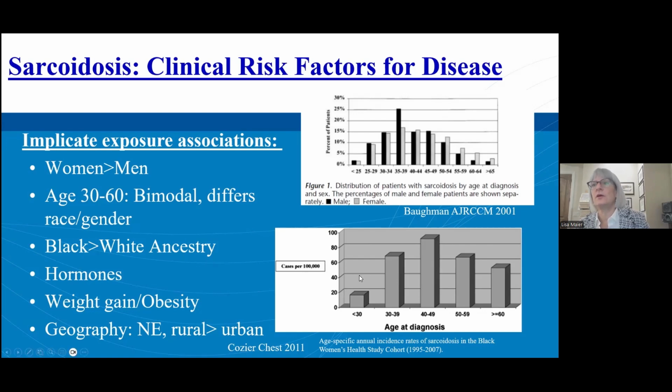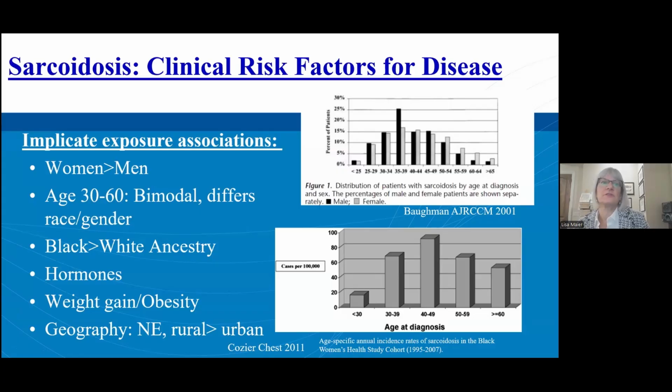I'm showing you a picture here of the Women's Health Study, which Yvette Coger, an epidemiologist at BU, conducted on Black individuals, showing the much higher rate in individuals of Black ancestry and also in women. 2% lifetime risk. Hormones likely play a role, as I just mentioned, with increased risk in women in the post-menopausal time, as well as studies that suggest that weight gain and obesity may also be drivers.